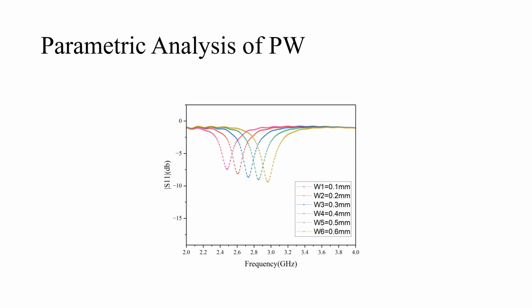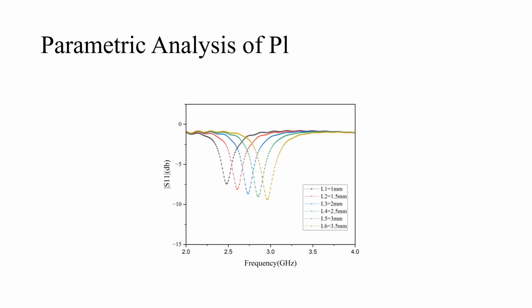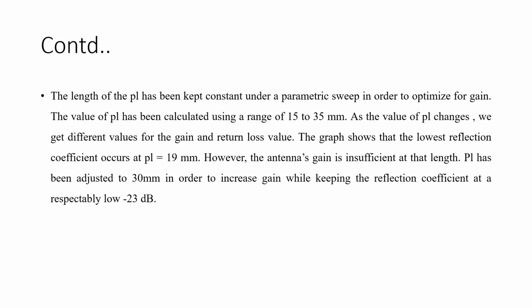Parametric analysis of PW graph. Parametric analysis of PL. The length PL has been varied under parametric sweep in order to optimize for gain. The value of PL has been calculated using a range of 15 to 35 mm. As the value of PL changes, we get different values for the gain and return loss. The graph shows that the lowest reflection coefficient occurs at PL equals 19 mm. However, the antenna's gain is insufficient at that length. PL has been adjusted to 30 mm in order to increase gain while keeping the reflection coefficient at a respectably low minus 23 dB.